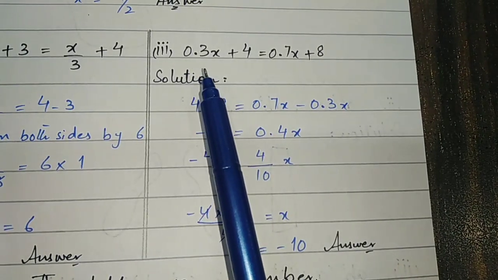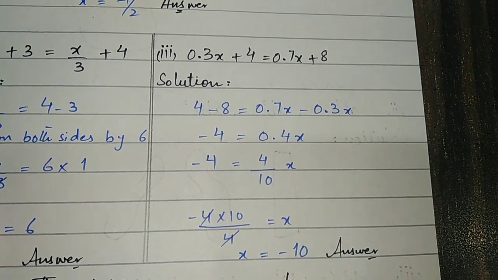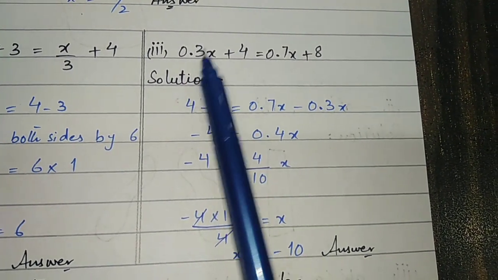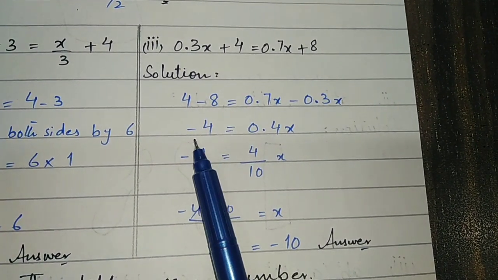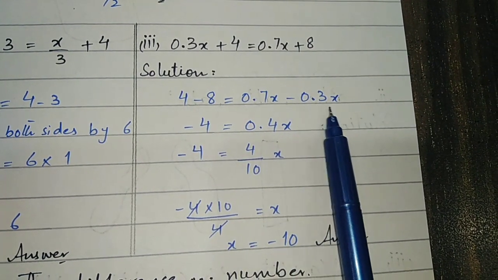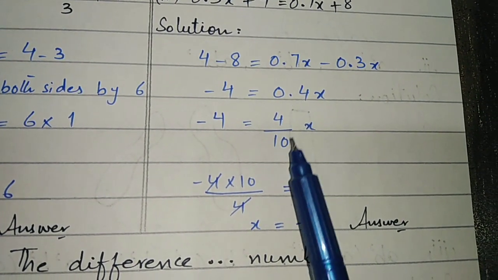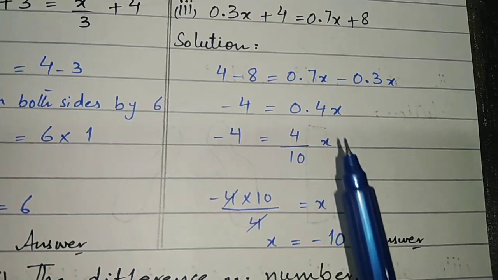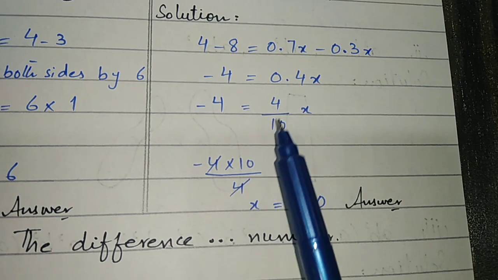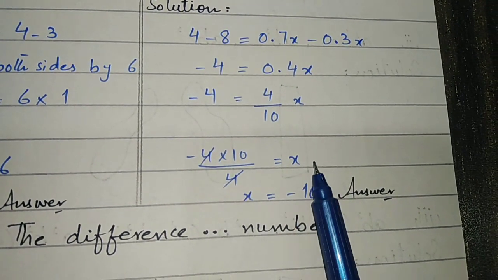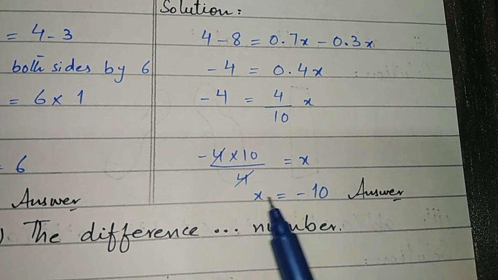Third part is 0.3x plus 4 equals 0.7x plus 8. Firstly, we have to separate the like terms, that is 0.7x minus 0.3x, and 4 minus 8. So 4 minus 8 equals negative 4 equals 0.7x minus 0.3x, we will get 0.4x. Now 0.4 can be written as 4 over 10 after removing the decimal point. Now 10 is divided here, it will be multiplied on the left hand side. Negative 4 times 10, and 4 is multiplied, it will be divided, equals x. Now 4 cancels out this 4 and we will get negative 10 equals x.